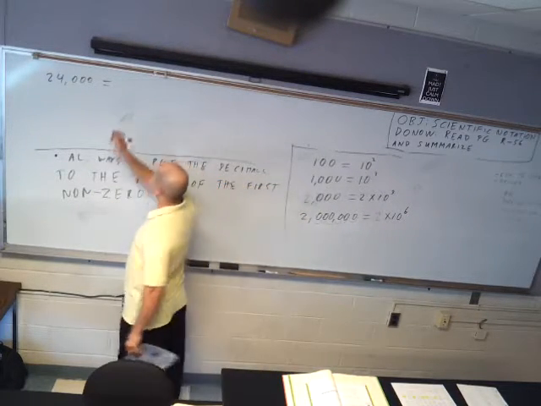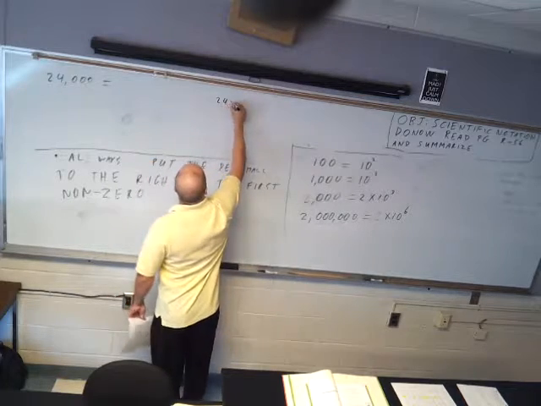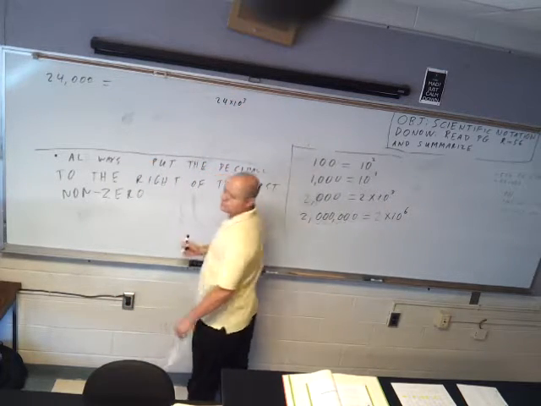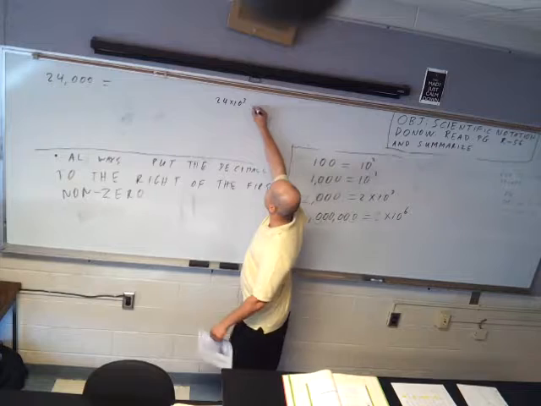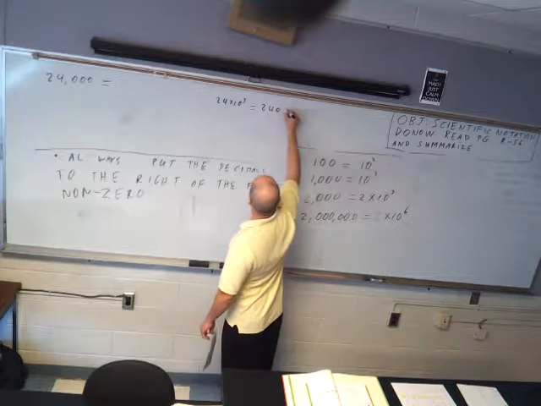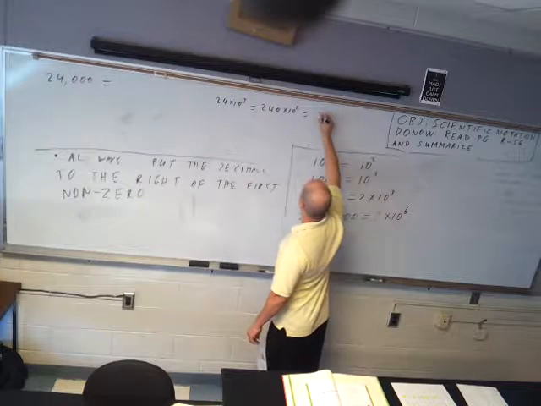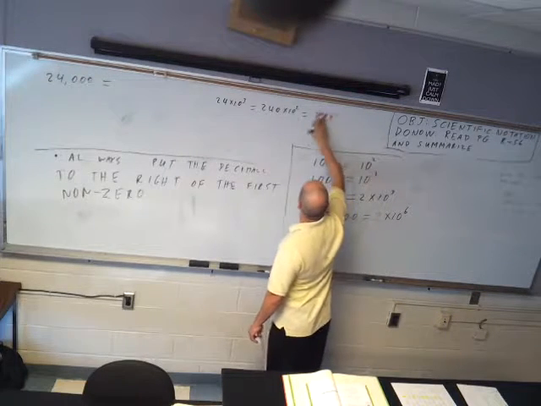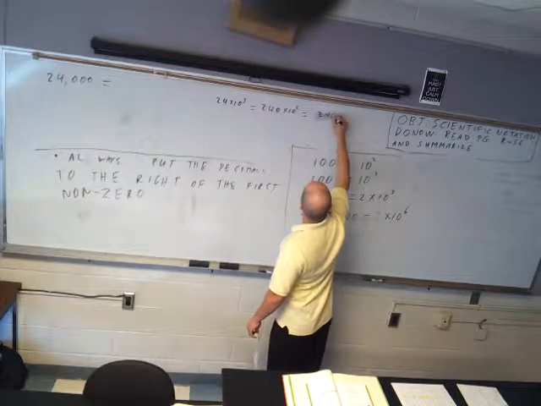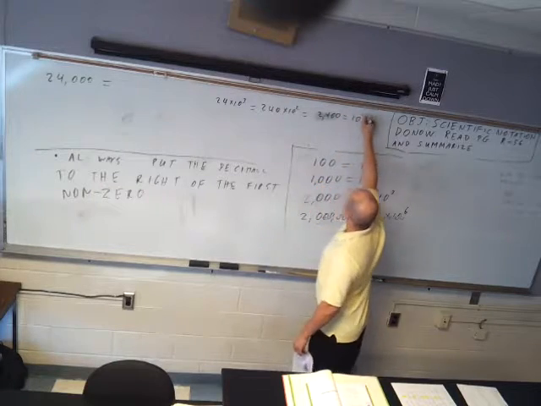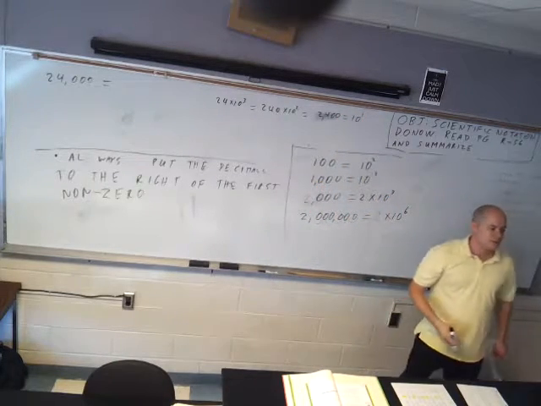Okay, so I could write 24 times 10 to the third, and understand that this is equal to the answer, right? I could also write 240 times 10 to the second, or 2,400 times 10 to the first. There's a lot of different options, and all of these equal 24,000.